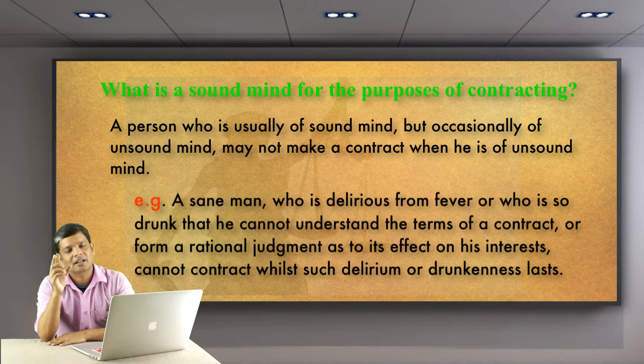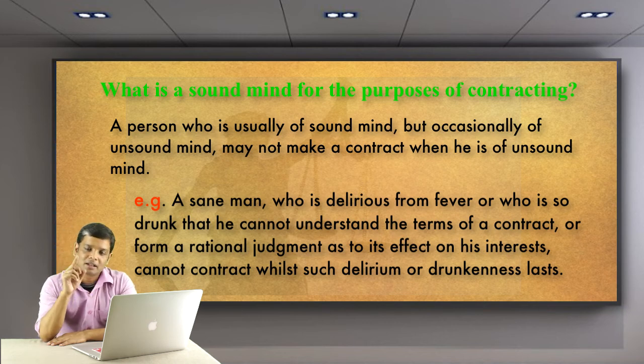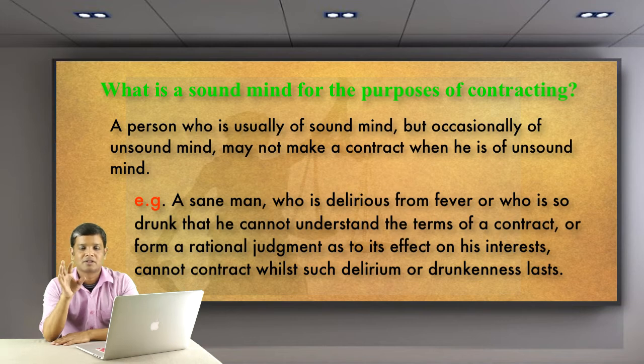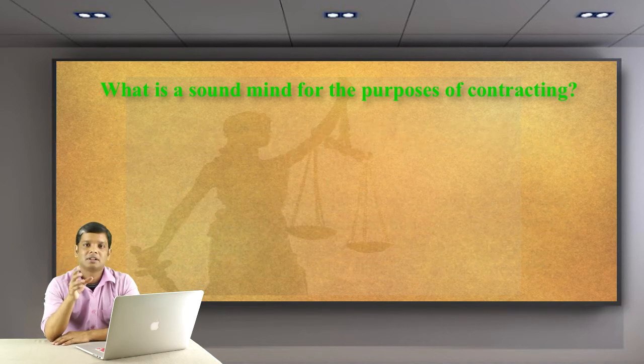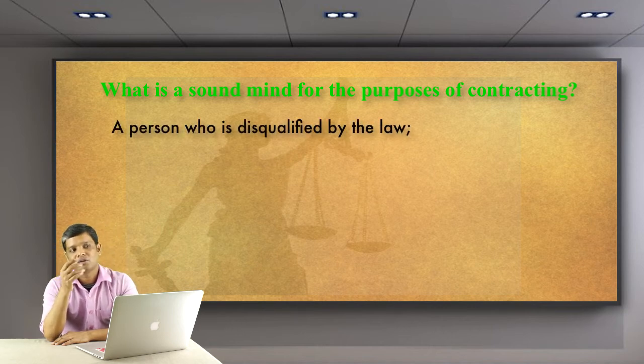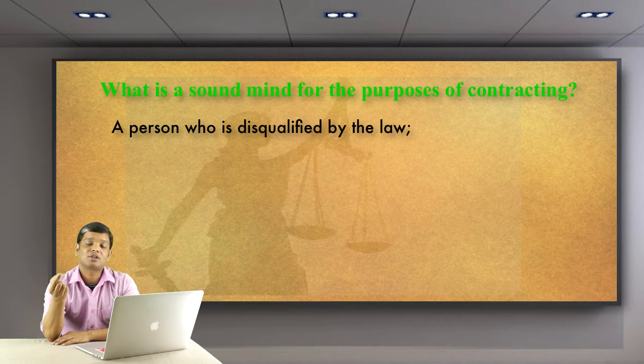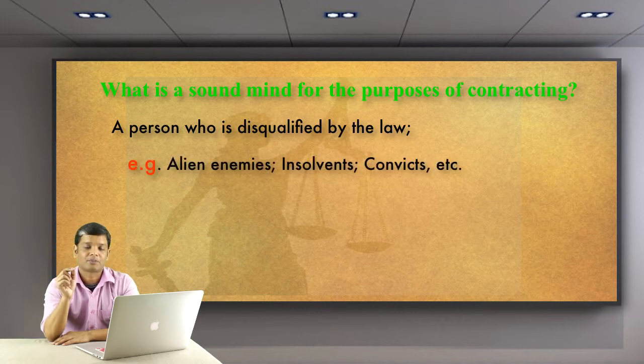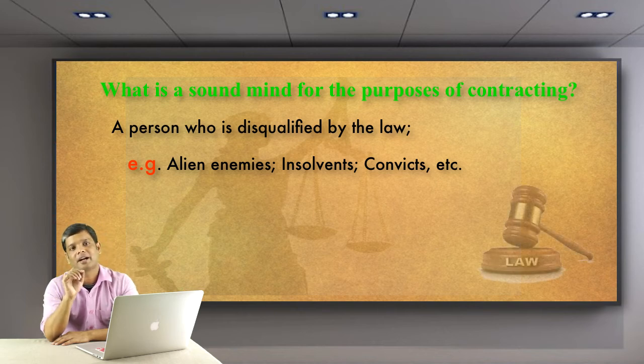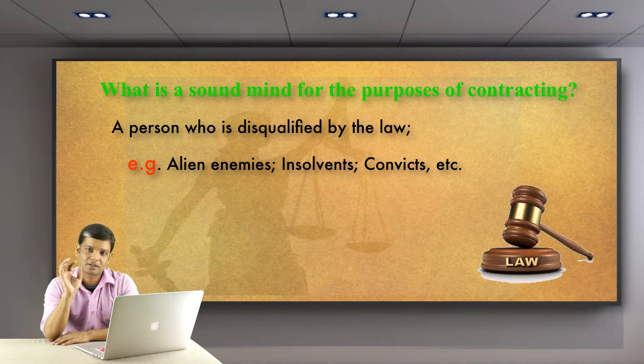The first time it was saying that the person is of unsound mind but occasionally becomes of sound mind. This time it is vice versa. So during the phase when he is of unsound mind he cannot make a contract, but when he is of sound mind he can make the contract, and that is a valid contract. The last point of this provision is a person who is disqualified by the law. If the law disqualifies someone, like a convict, an alien enemy, or an insolvent person, these persons are disqualified by the law, so they cannot make a valid contract.